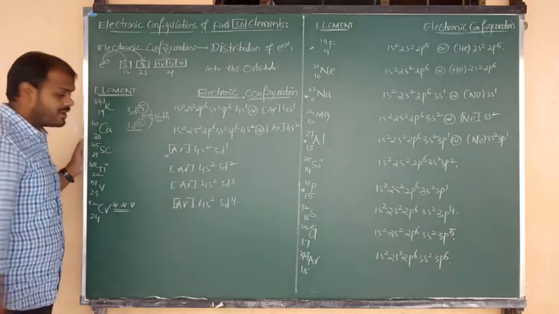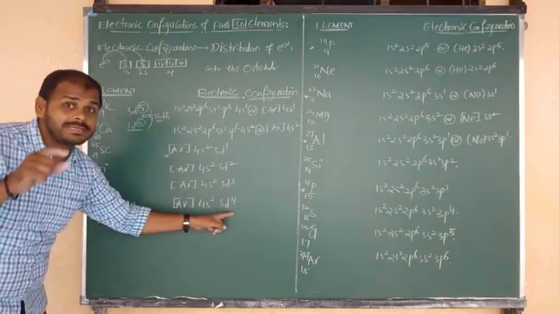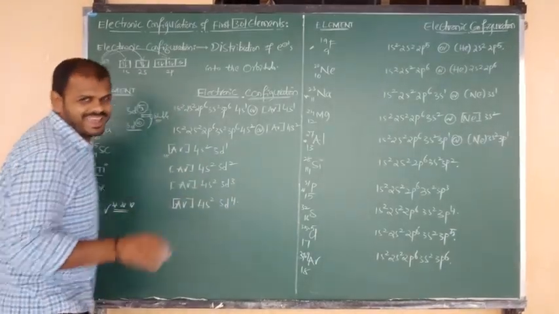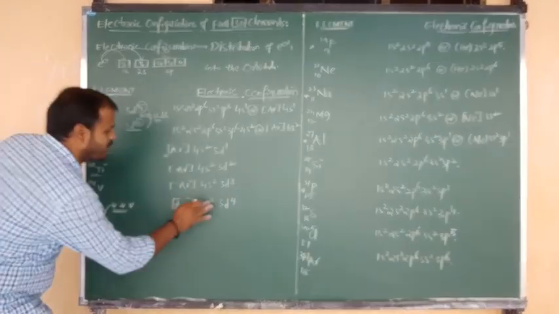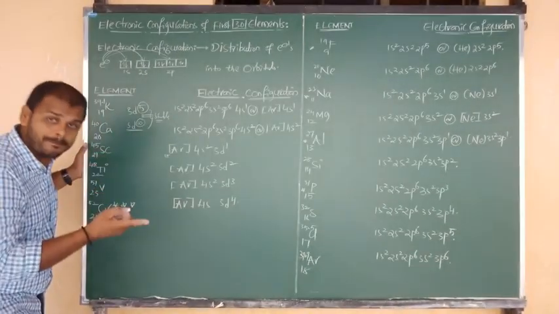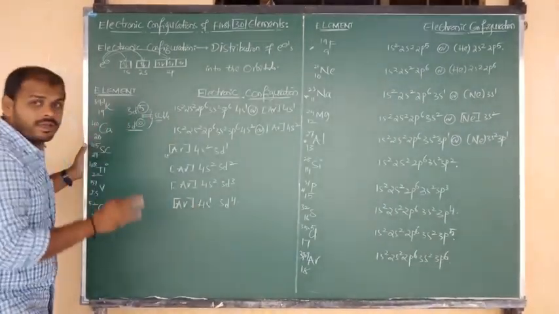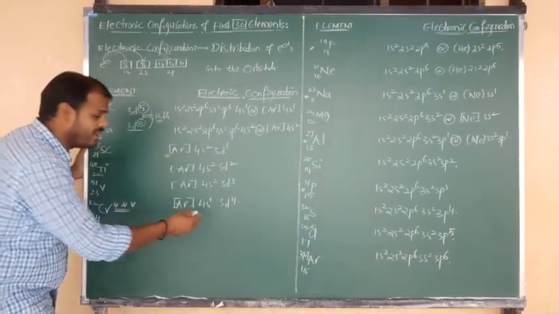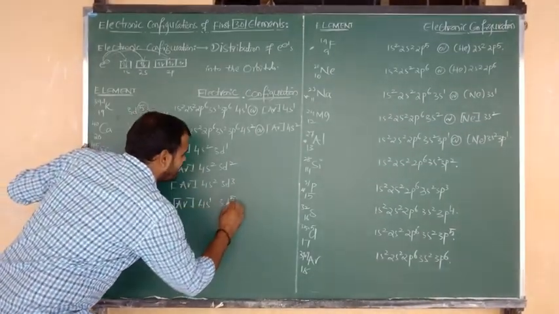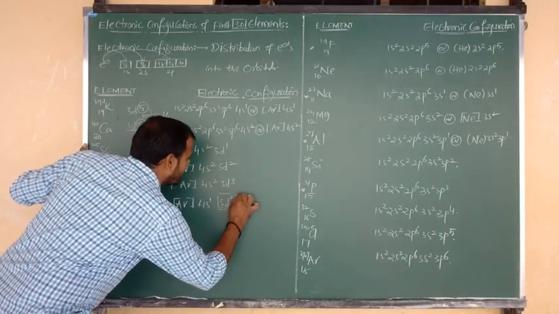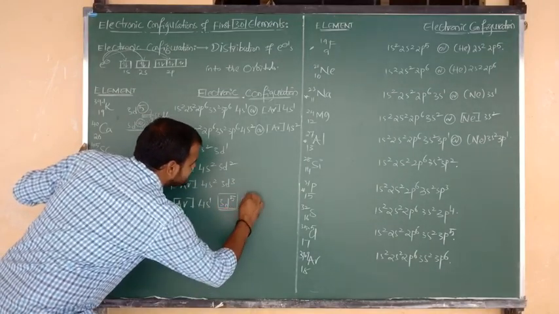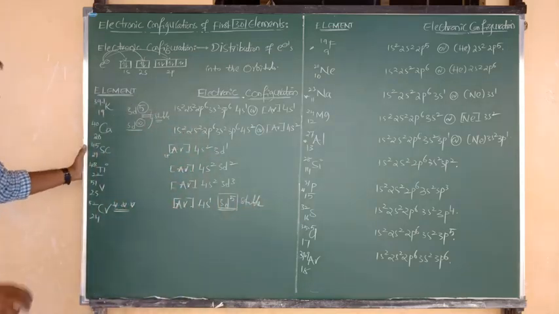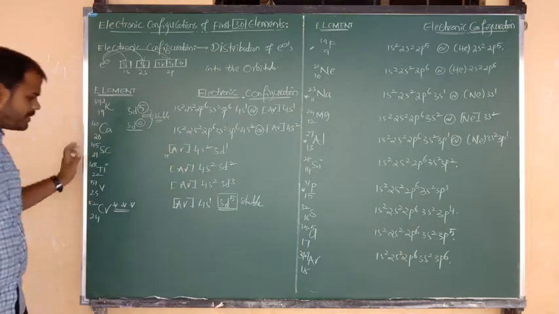Okay, my dear students. Here 3d4 is nearby stability, means it is nearby d5. So to get stability, one of the electrons will jump from the 4s orbital. 4s2 becomes 4s1, one electron is ejected to 3d, so 3d4 becomes 3d5. Now the outermost orbit contains 3d5, which is the stable configuration of chromium.